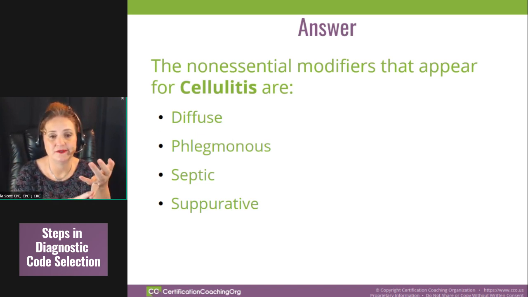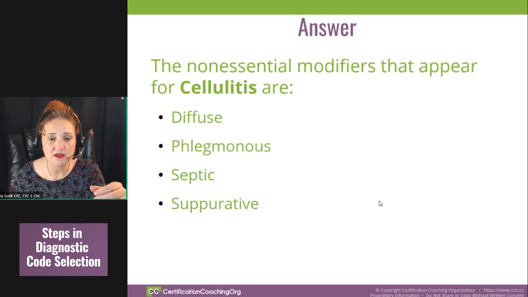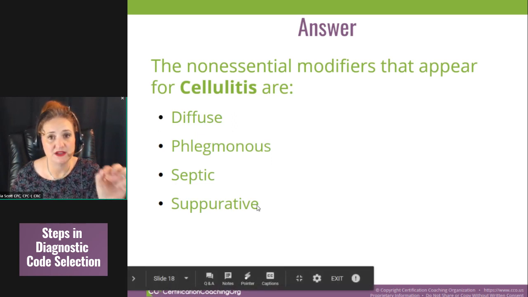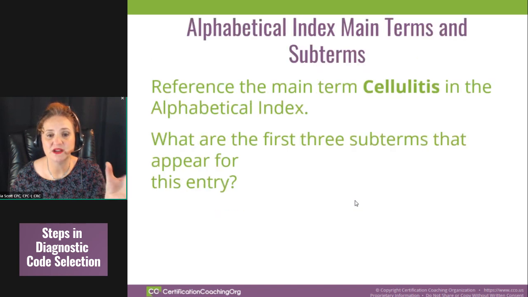I don't even know if I can say this. Phlegmonous, septic, or suppurative. And each one of those, you really should go ahead and look and see what those are. If you don't know the definitions of those, you need to go look them up as they relate to cellulitis. And again, it definitely changes the definition. So one cellulitis code covers all of those.